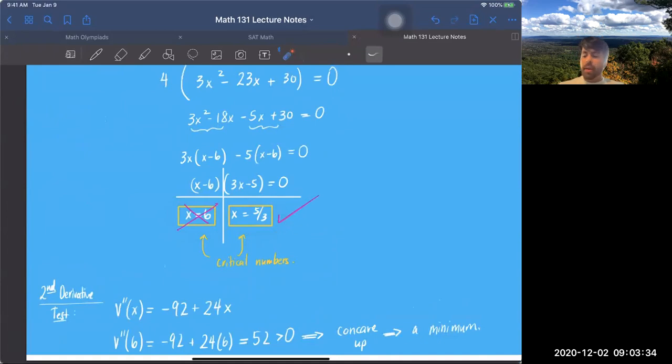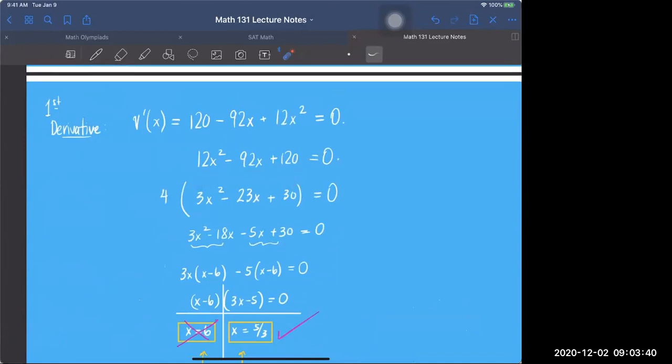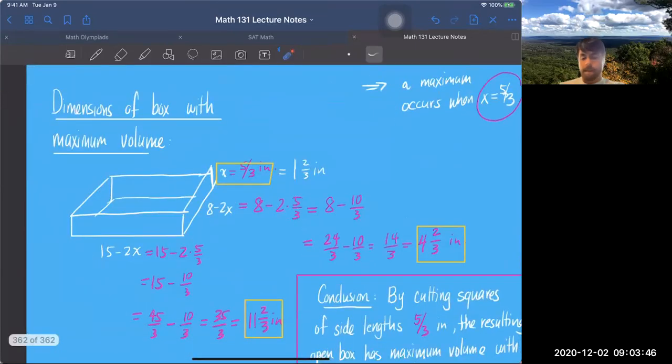So don't worry if you weren't able to factor it, but the idea is that you can always solve for it. You can always solve this equation. Yeah. Other than that, the steps were pretty clear. Pretty clear. Okay, I'm glad.